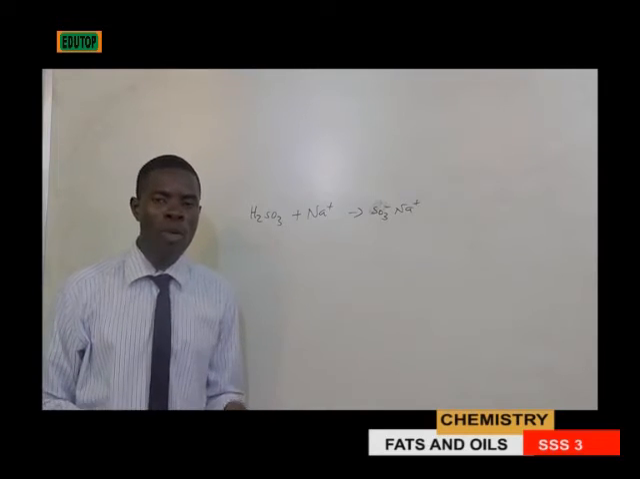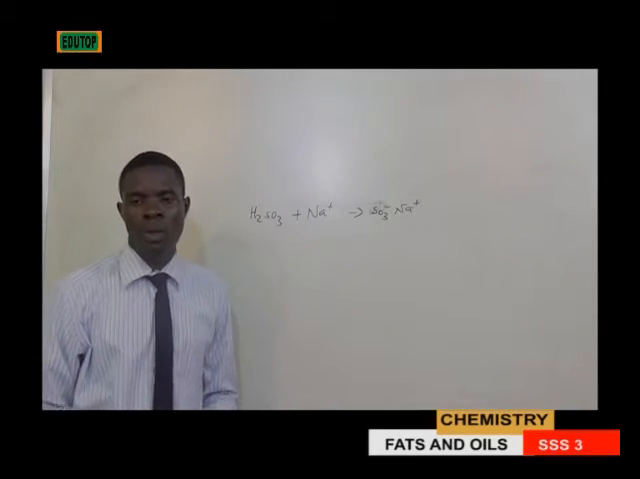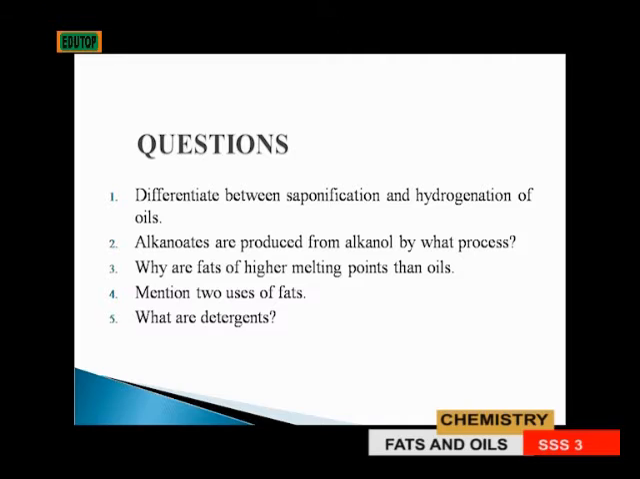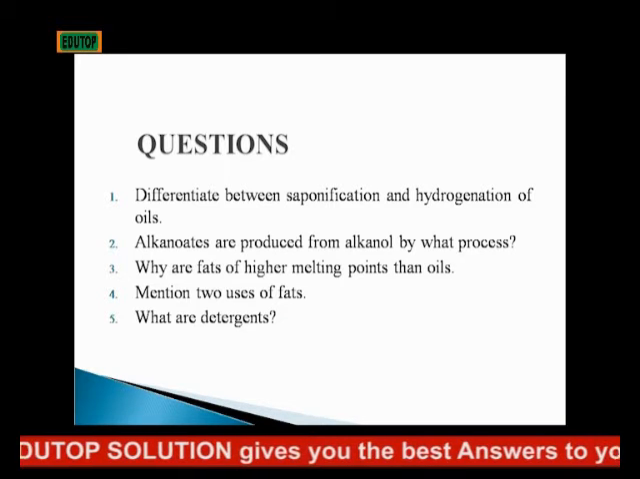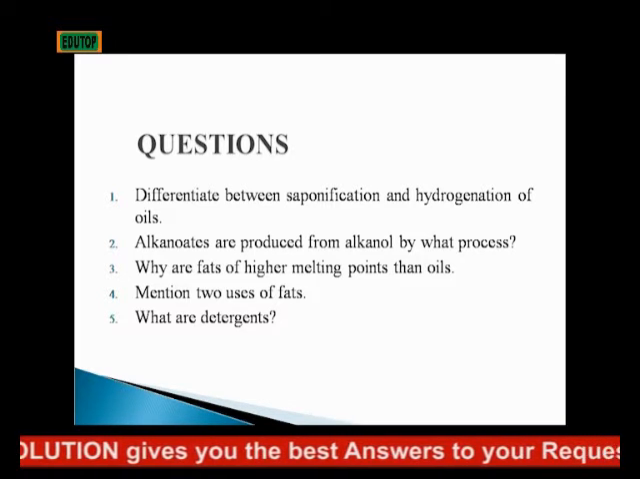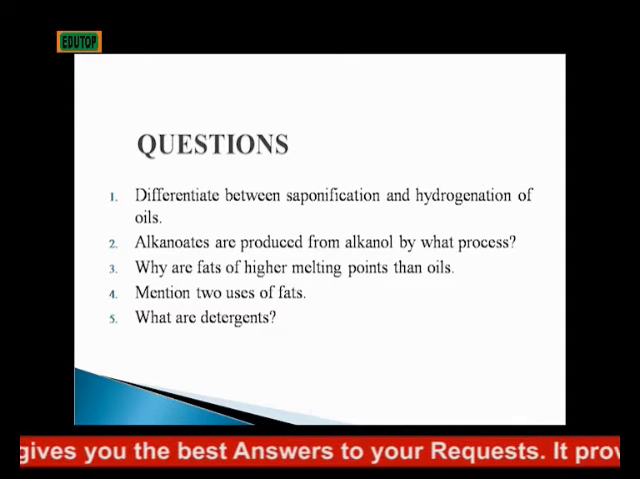Questions. One, differentiate between saponification and hydrogenation of oils. Two, alkanoates are produced from alkanol by what process? Three, why does fat have a higher melting point than oil? Question number four, mention two uses of fats. Question number five, what are detergents?